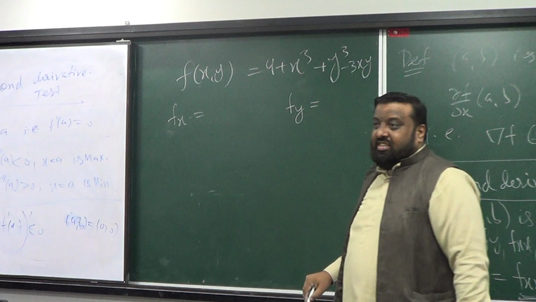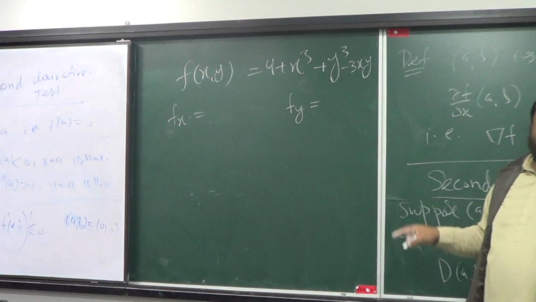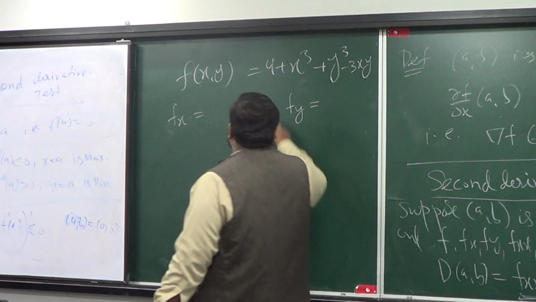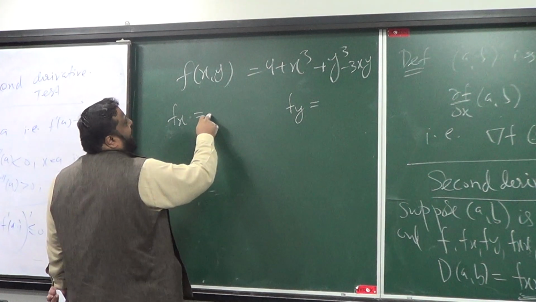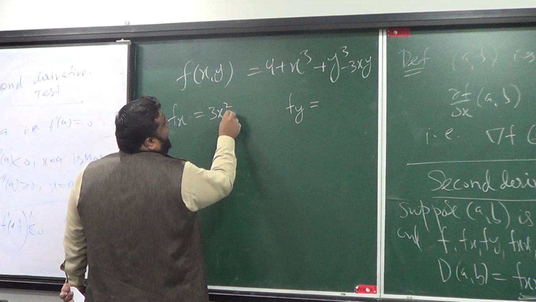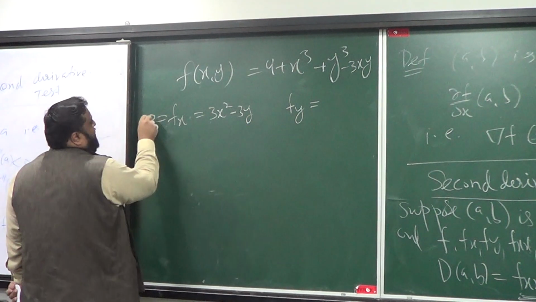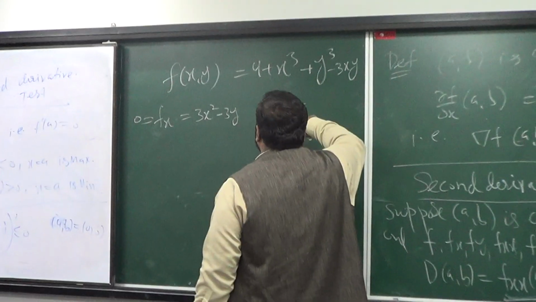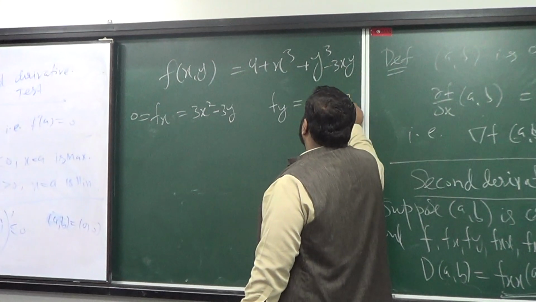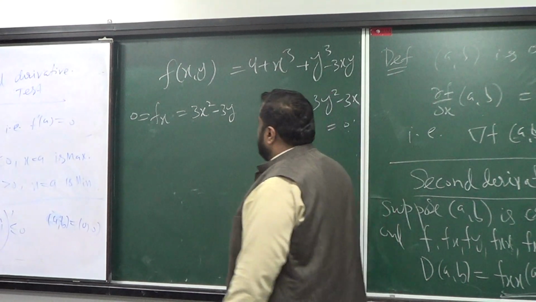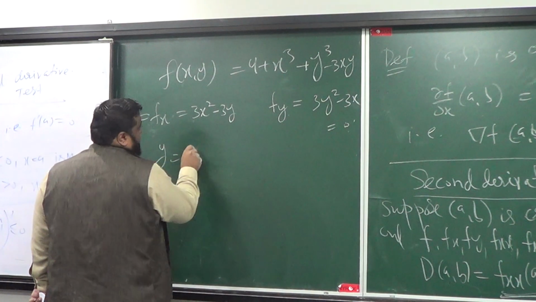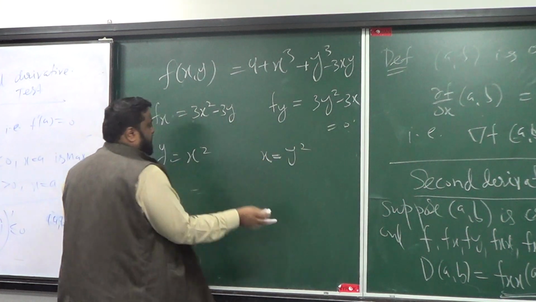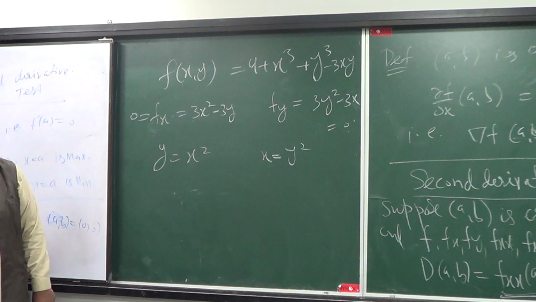This guy is clever. Because he's taking the cubic equations, then you're going to remain with the quadratic equation. Yes, you can solve it. So what are you going to get? Fx is 3x square minus 3y equal to 0. And Fy is what? 3y square minus 3x. You equate it to 0. And what are you going to get? You're going to get y equal to x square, and x equal to y square, and solve these two curves actually.